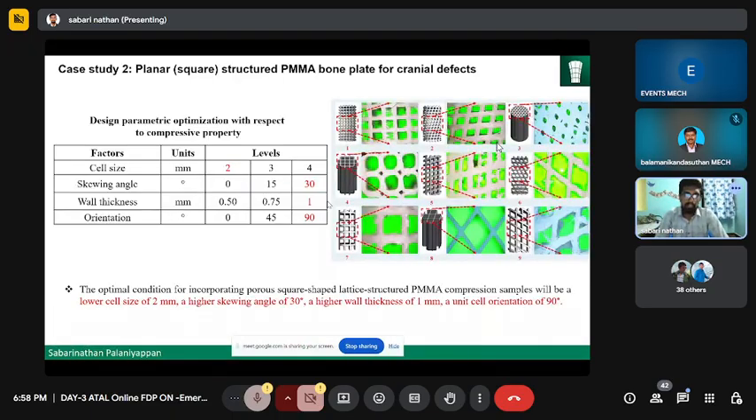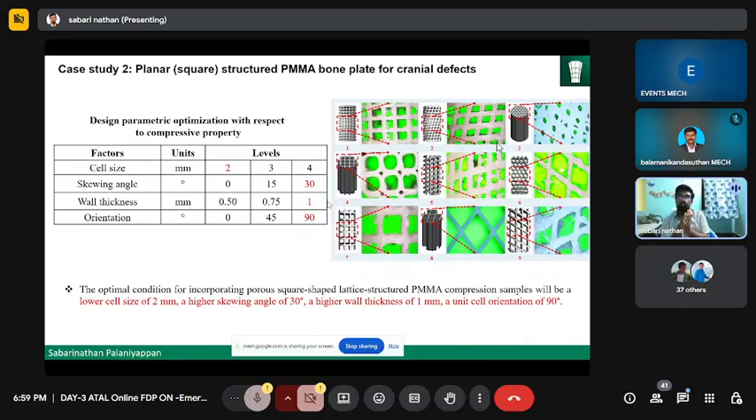Coming to the metal, in this case study we have developed a cranial plate. People are doing a lot of optimization work using various kinds of printing parameters, but we have opted for a method called design parameters. This is a planar based lattice structure. Instead of using the normal printing parameters, we have taken various design parameters such as cell size, curing angle, wall thickness, and orientation. Everything we have considered at different levels, and optimal.